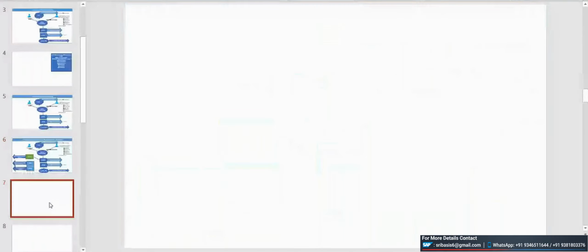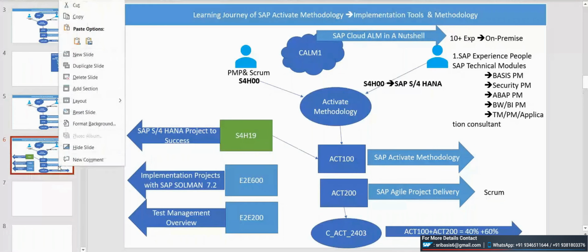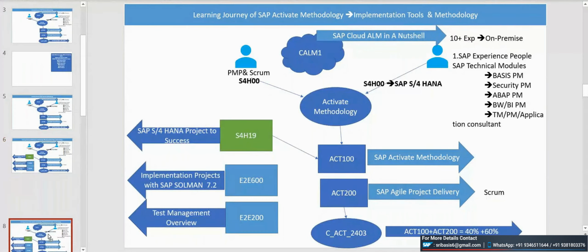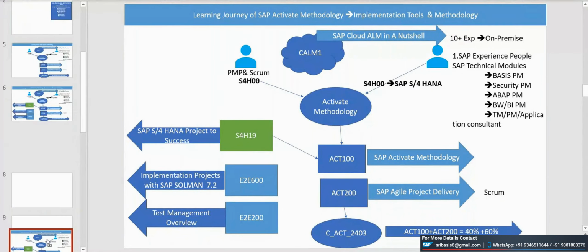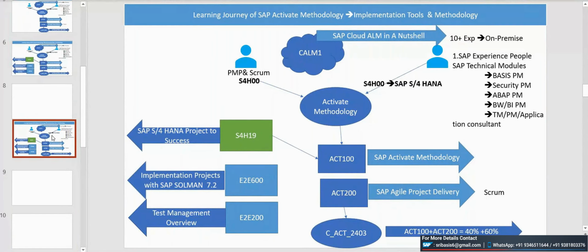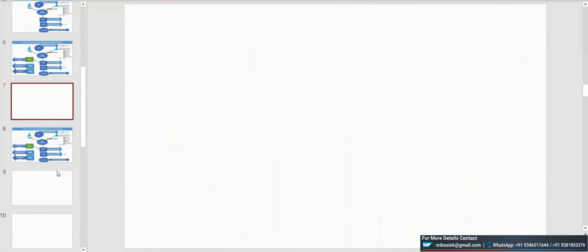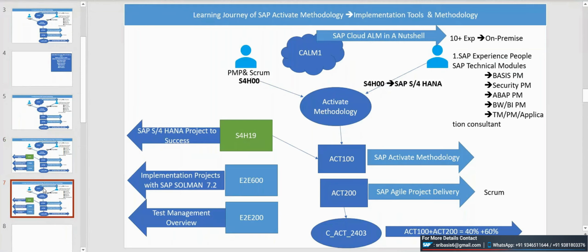Now see here, up to now what we have discussed. So what are the implementation tools and methodology for doing an Activate methodology, especially for the administration side? Sri, I'm working in a functional background, or in a techno-functional department. Okay. What is the learning journey for that? I want to focus on the core departments of SAP.